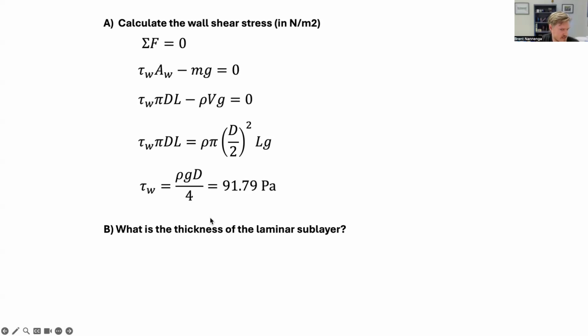So how do we get the thickness of the laminar sublayer? Well, we're going to look at the equations we had before, these universal velocity profile equations. The laminar sublayer happens when y plus, the dimensionless distance, is 5 or lower. So anything less than 5 is going to be the laminar sublayer.